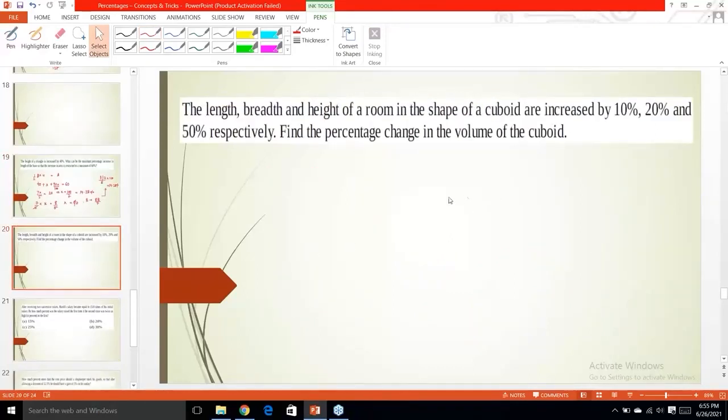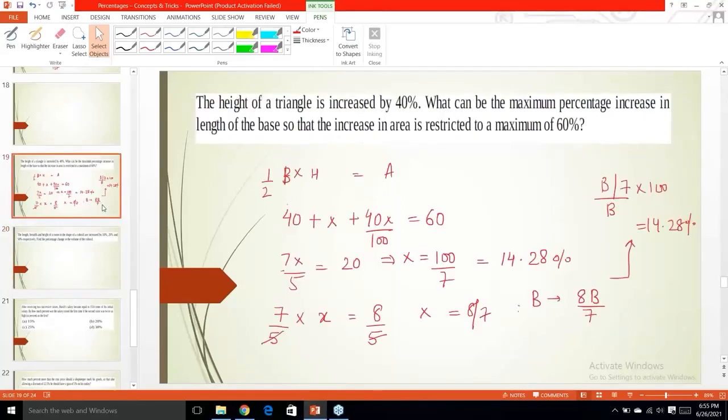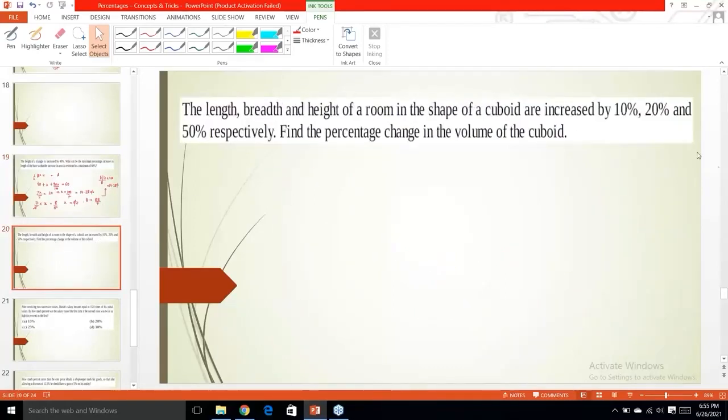Okay, do this quickly. Oh, this is also a CAT question. Which one? This one. This is not a CAT question. No. The first one was. The first one was.